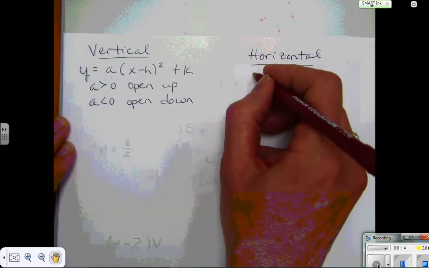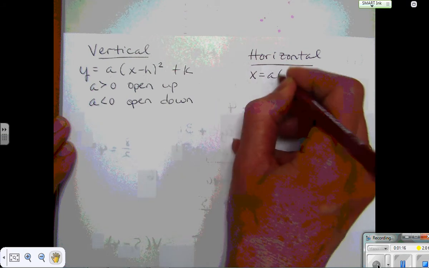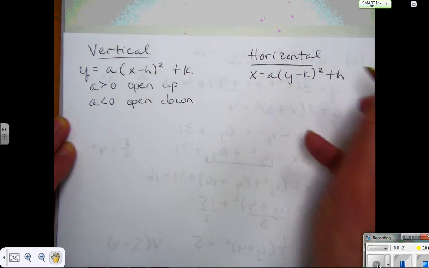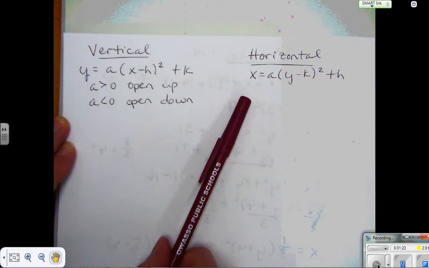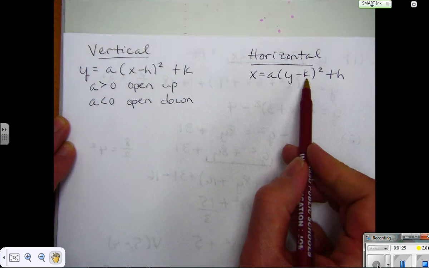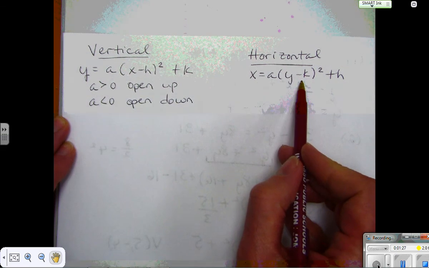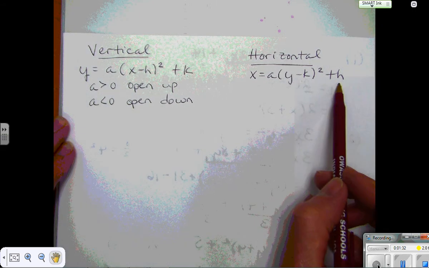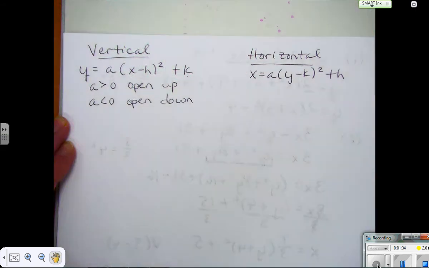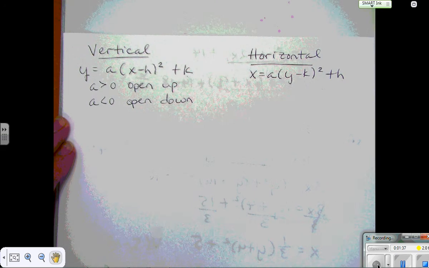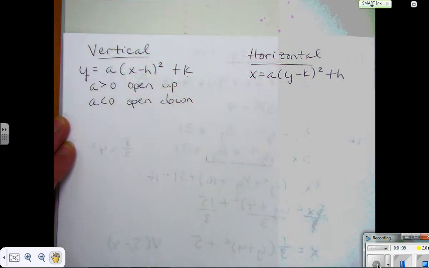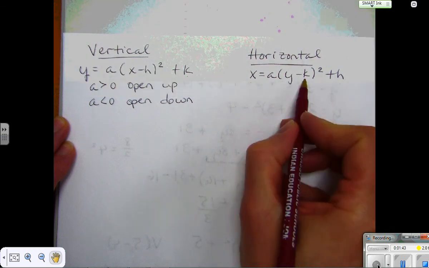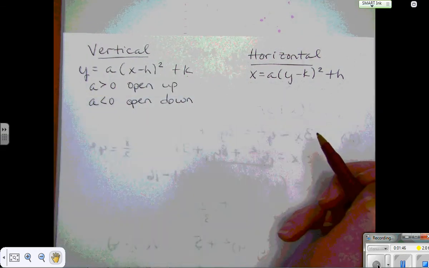That equation is x equals a times y minus k squared plus h. So when it's x equals, in parentheses, instead of x minus h, you have y minus k. And instead of the k being outside the parentheses, the h is outside the parentheses. That's something a lot of people mess up on whenever they're working with these. When you have x equals, your h is outside, and the k is with the y inside the parentheses.